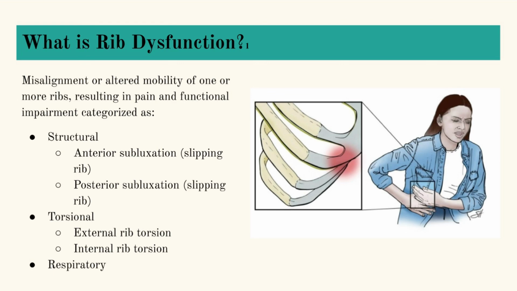And then torsional, as the name suggests, these rib dysfunctions are twisting injuries in which the rib is held in a position of internal or external rotation, and these dysfunctions affect the thoracic spine motions as well as the motion of respiration. And the respiratory rib dysfunctions usually are related to poor posture and result in a restriction of either inspiration or expiration.